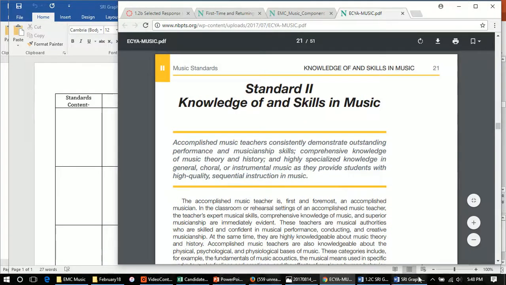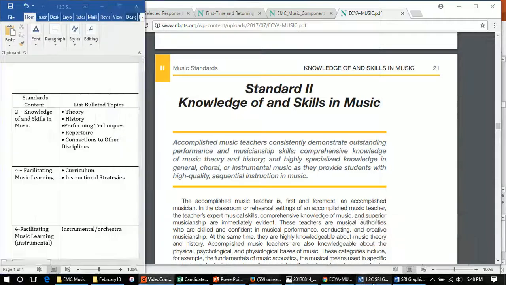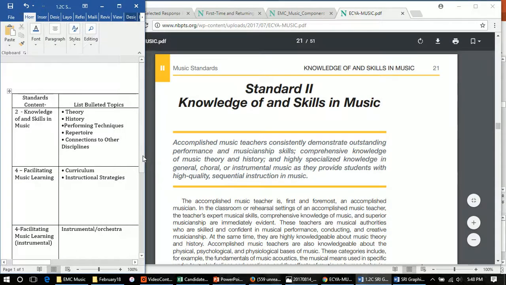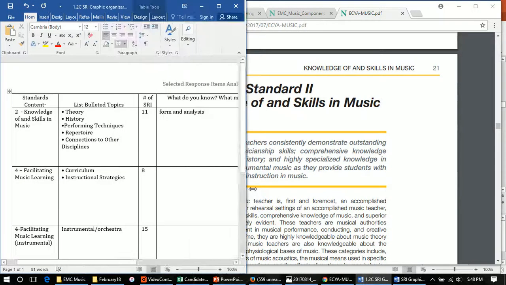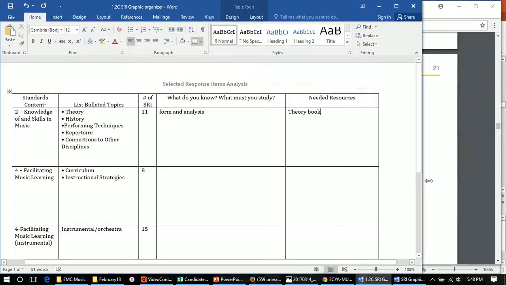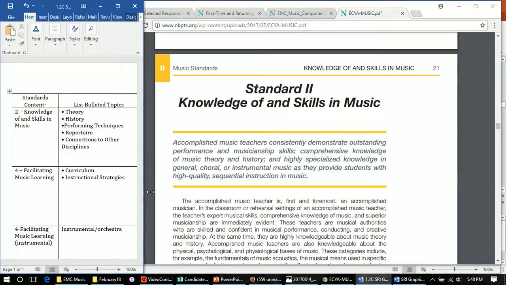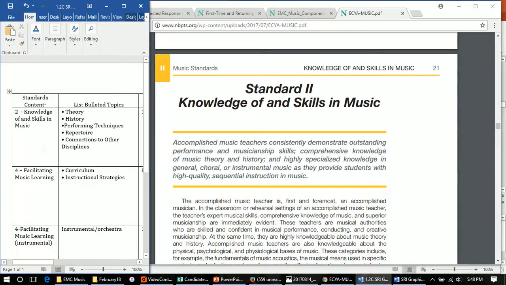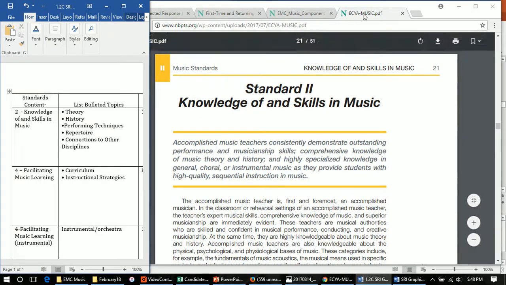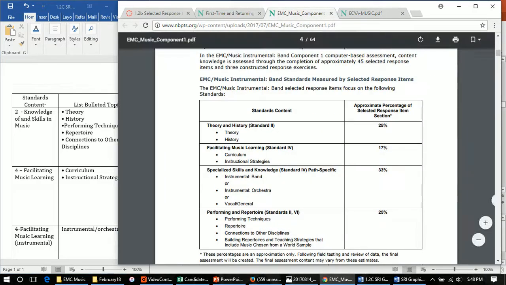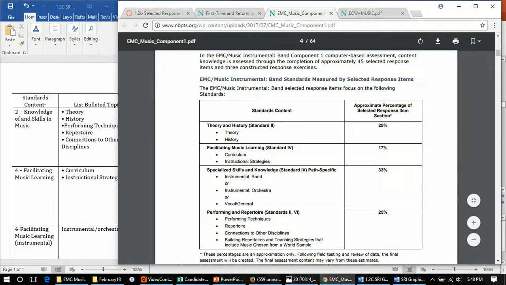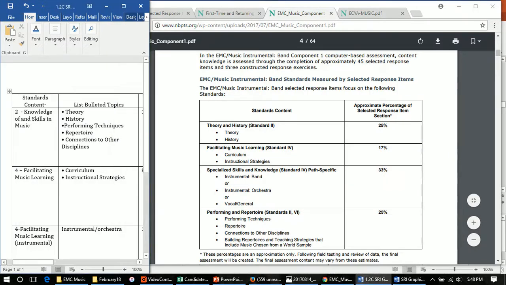So here we go. I'm going to pull up the graphic organizer that you can get a blank copy of on 1.2b. I've already started filling it out, and this is what I did. I know that standard 2 is knowledge and skills in music. And I also know from the component 1 guide that I'm going to be tested on theory and history. So I put those over here in the bulleted topics.